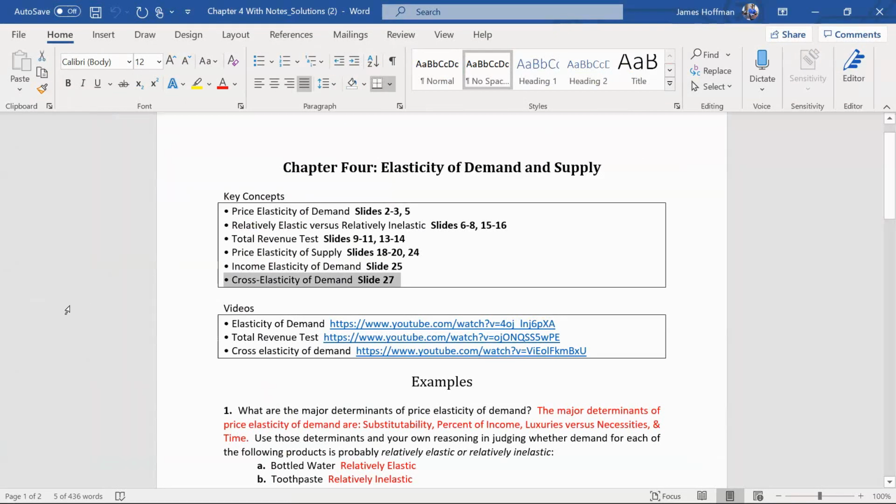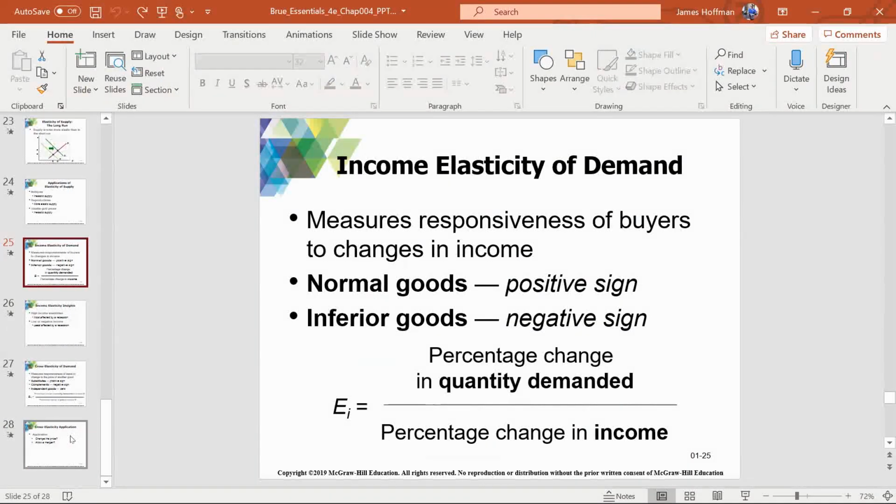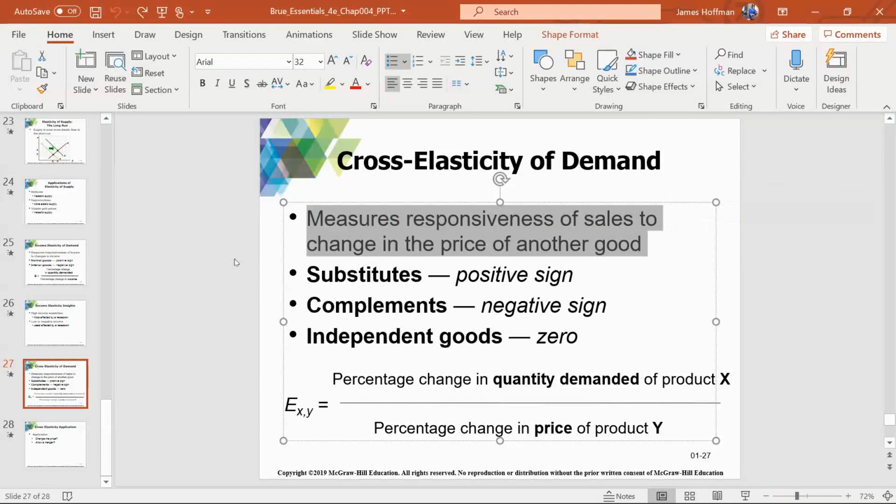Okay, the final type of elasticity we'll talk about here, there's many other ones, but slide 27, let's look at the cross elasticity of demand. Okay, and this one is a measure of the responsiveness of sales to changes in the price of another good. So this ties back in from last chapter to the substitutes and complements.